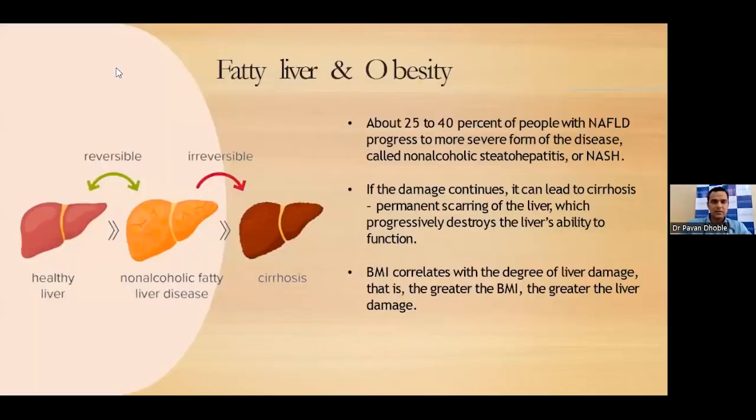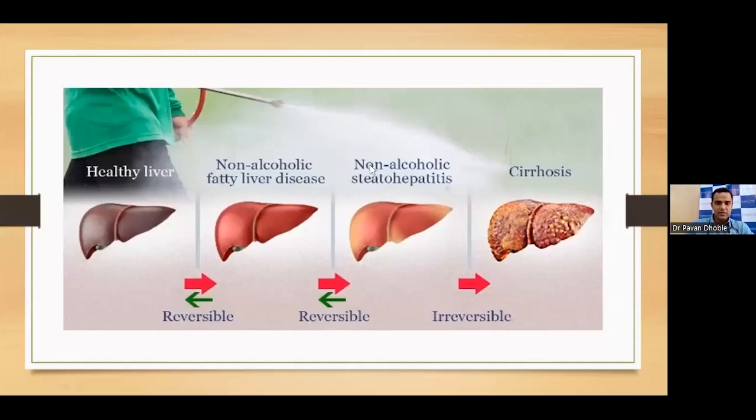So there are certain reversible and irreversible stages of fatty liver. Mere deposition of fat doesn't cause any harm if detected early. If it progresses to cirrhosis and decompensation, it is irreversible. Like I said, 20 to 40% of fatty liver patients will have a hepatitis phase. At this stage, it can be reversed. But if the damage continues, permanent scarring will occur, and permanent scarring will lead to cirrhosis, and then it is an irreversible stage. So these are the stages.